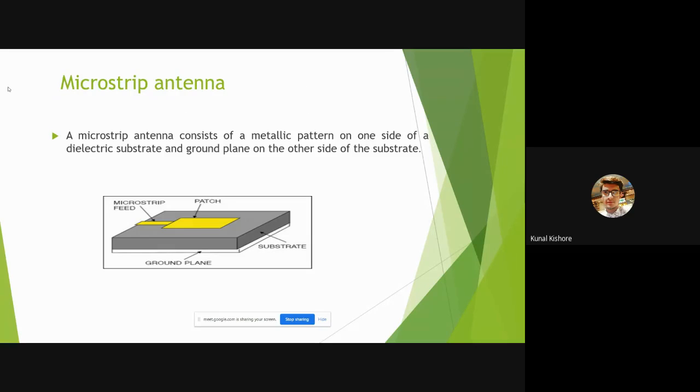As we all know, antennas can be of various types, like the wire antenna, aperture antenna, reflector antenna, and lens antenna. A microstrip antenna is also a kind of antenna, which is used mostly in aircraft, spacecraft, satellites, and other communication purposes. So what is a microstrip antenna? A microstrip antenna consists of a metallic pattern on one side of a dielectric substrate and a ground plane on the other side of the substrate.